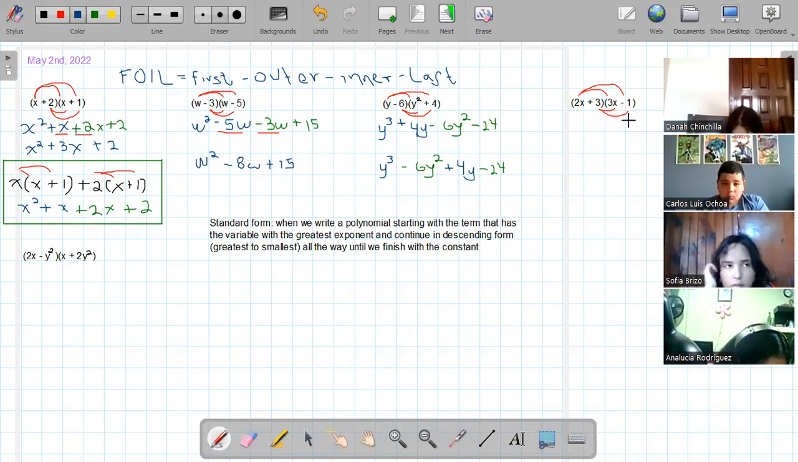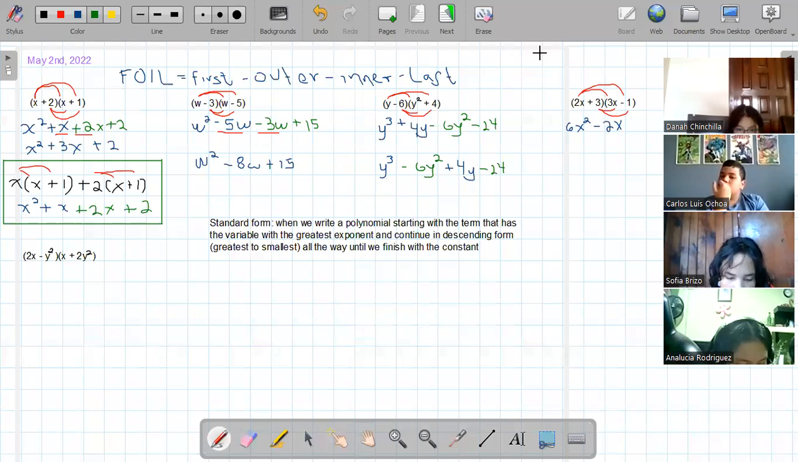How much is 2x times 3x? 6x to the... 6x to the what? The square. To the second power. Very good. How much is 2x times -1? Remember, we're multiplying right now. Negative 2x. -2x. And I finished with the first term.